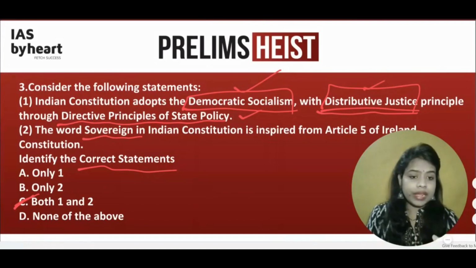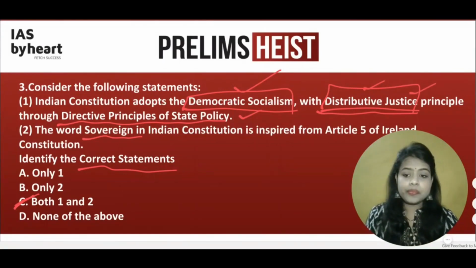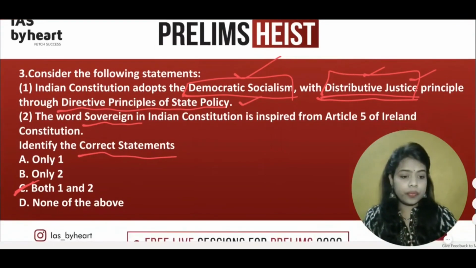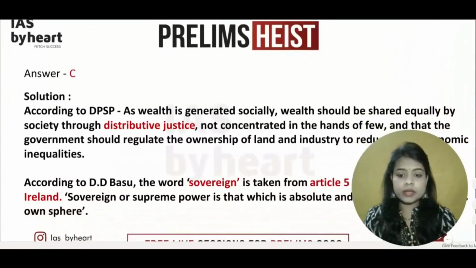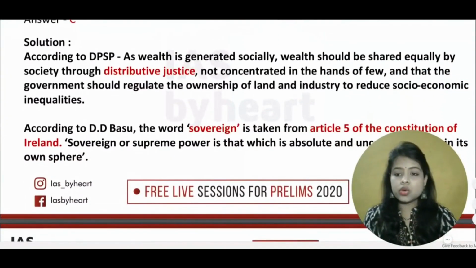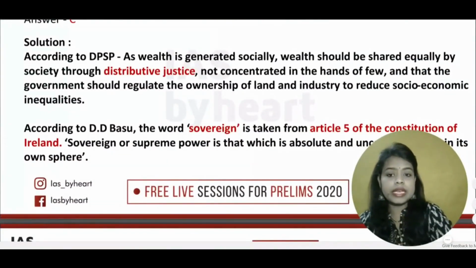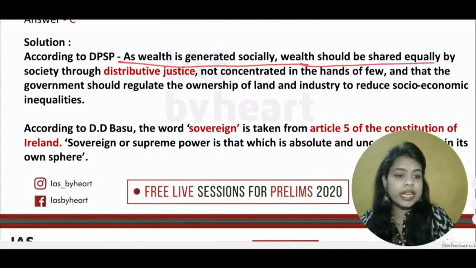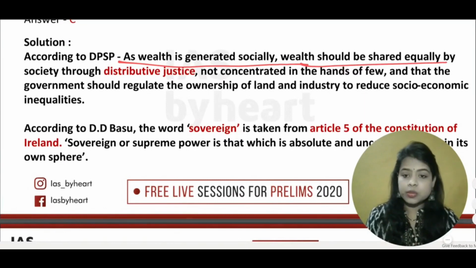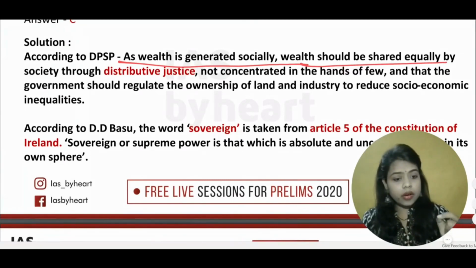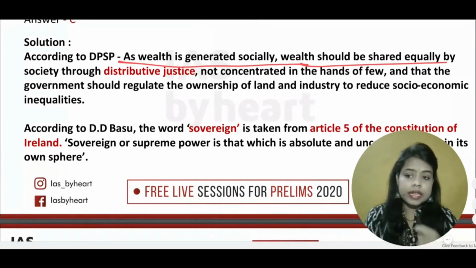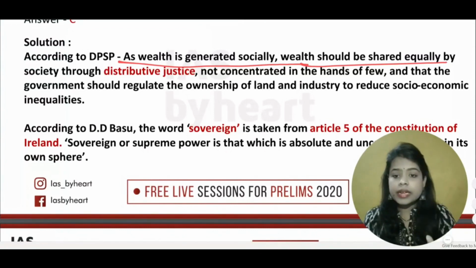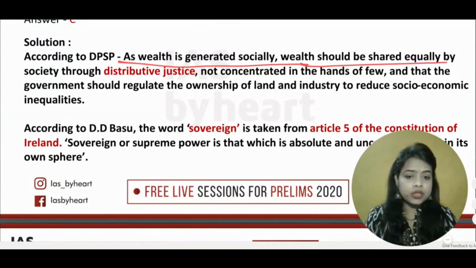But if you find this word difficult in the exam hall and you are confused whether it is there or not, then you have to do a little bit of analysis. So here the explanation part. The directive principles of state policy say that as wealth is generated socially, wealth should be shared equally. That is the concept of distributive justice. And it can be accepted in Indian Constitution because we have clearly written it in directive principles of state policy.